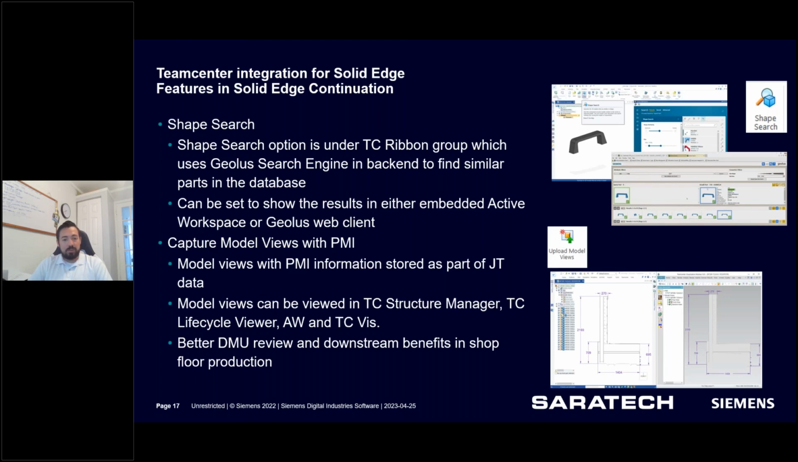Another way is to capture model views with PMIs. So models with PMI information are stored as part of the JT data. As you mentioned before, you can actually view JT data directly in Active Workspace. You don't have to open it to view PMI or any other measurements, which can be done directly in Active Workspace. And you can put it side by side with something that you might be designing, but you don't want to open that part. Again, model views can be viewed in Teamcenter Structural Manager, Teamcenter Lifecycle Viewer, and Active Workspace with Teamcenter Visualization components. All these are components that you can configure with Teamcenter depending on what you are going to use.